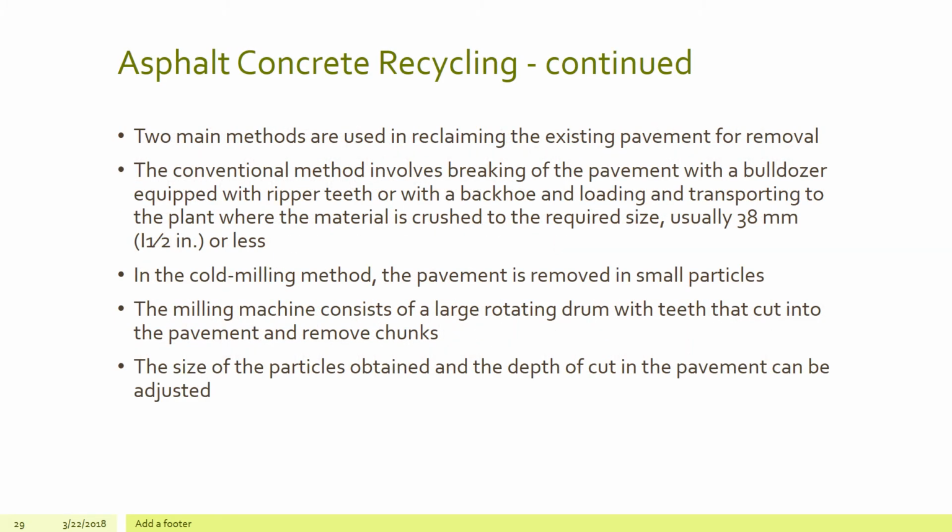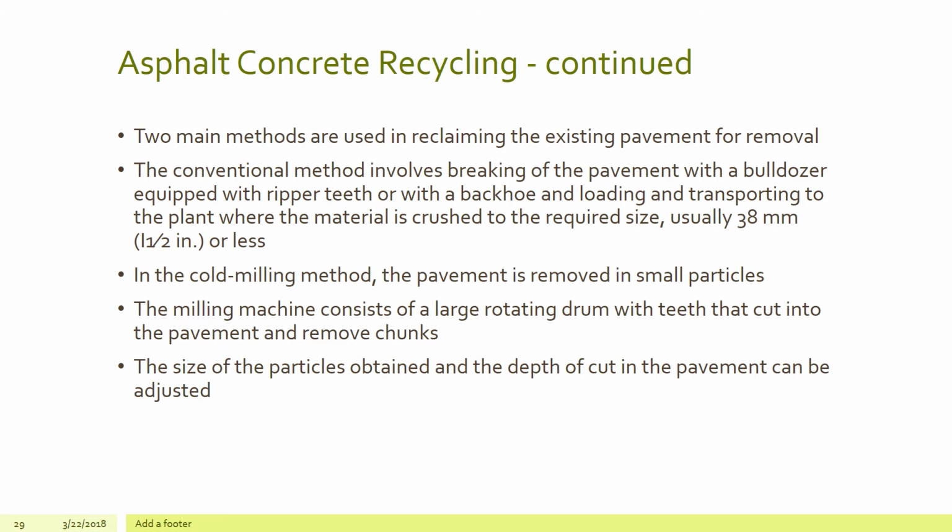There are usually two main methods that are used in reclaiming the existing pavement for removal. We have the conventional method that involves breaking up the pavement with a bulldozer equipped with ripper teeth or with a backhoe, and loading and transporting it to the plant where the material is crushed to the required size. This is usually somewhere around 1.5 inches or less.